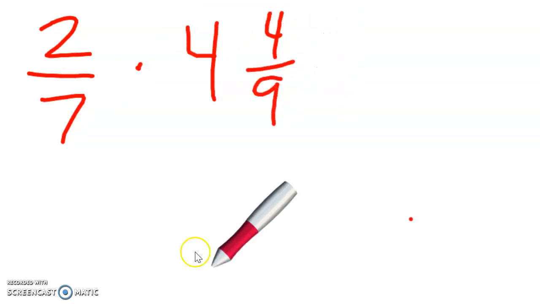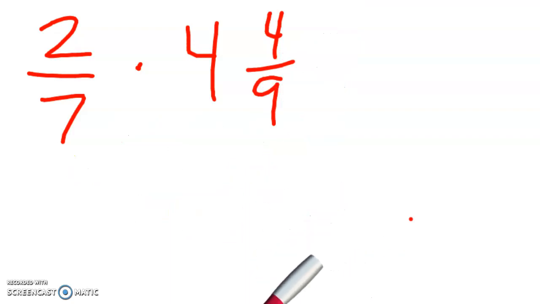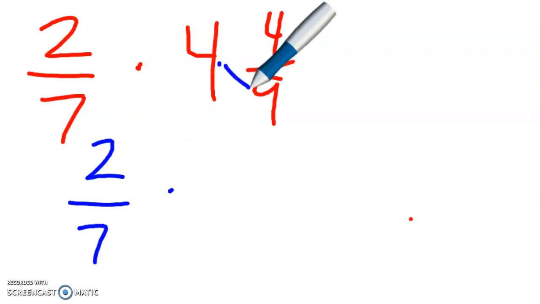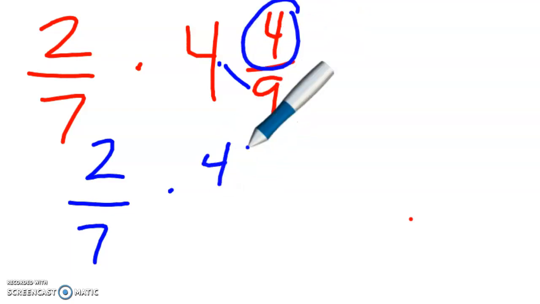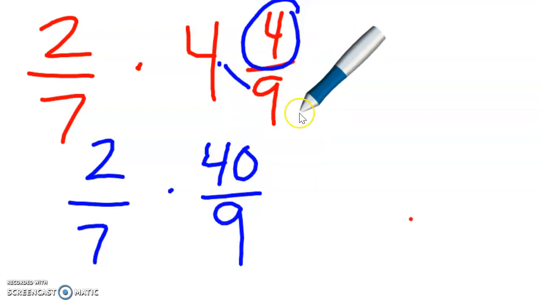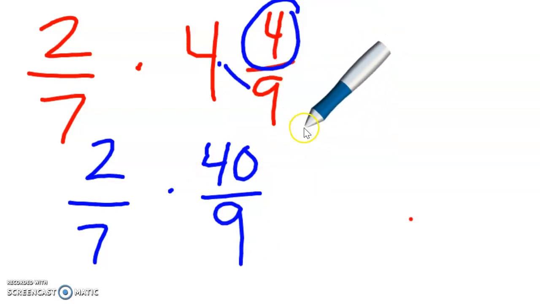First thing we have to do is look at our numbers and see if they're in the correct format. They're not. The 4 and 4/9 is not in the right format, so I'm going to rewrite the 2/7, and I'm going to multiply the 4 times the 9. The 4 times the 9 is going to give me 36, plus the 4 at the top is going to give me 40. So it's going to be 40 over 9, because we leave the denominator the same.